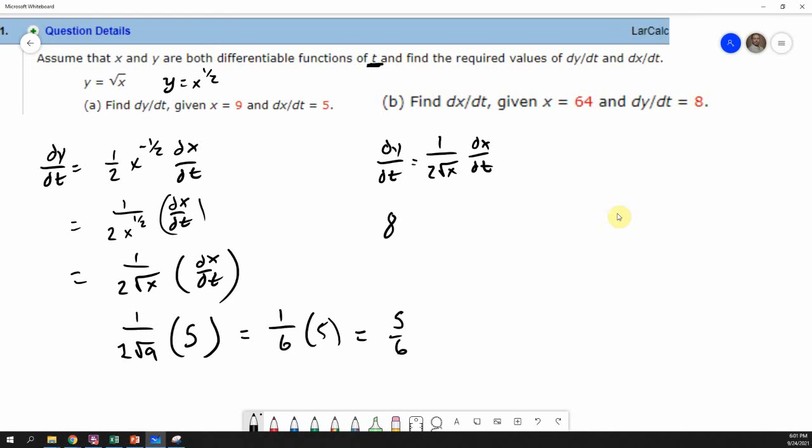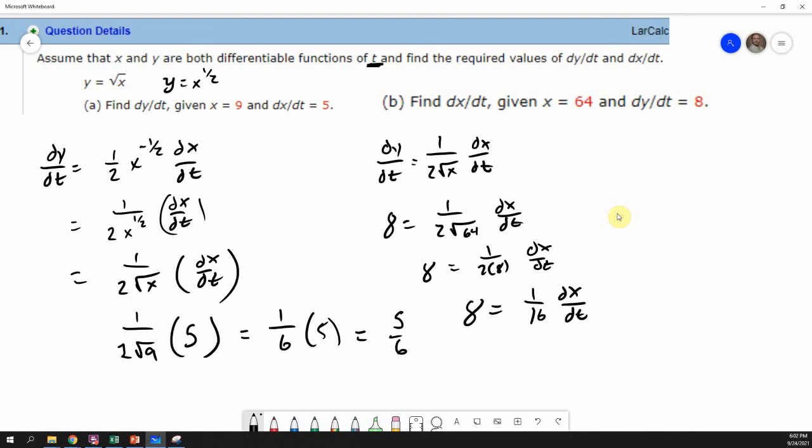So dy dt equals 8: 8 equals 1 over 2 times the square root of 64 dx dt. So 8 equals 1 over 2 times 8 dx dt. So 8 equals 1 over 16 dx dt. So I've got to multiply both sides by 16, and I get dx dt equals 16 times 8, which is 128.